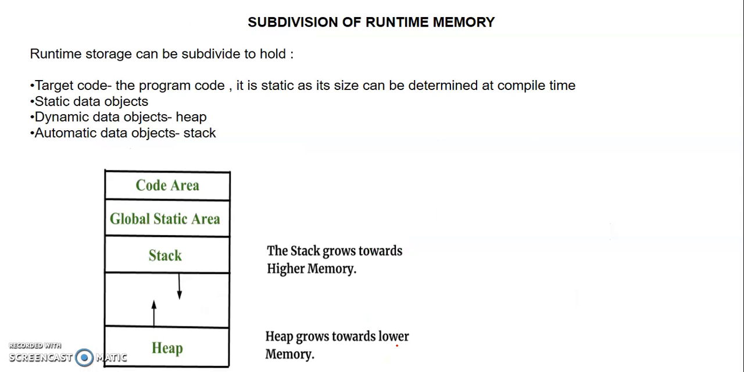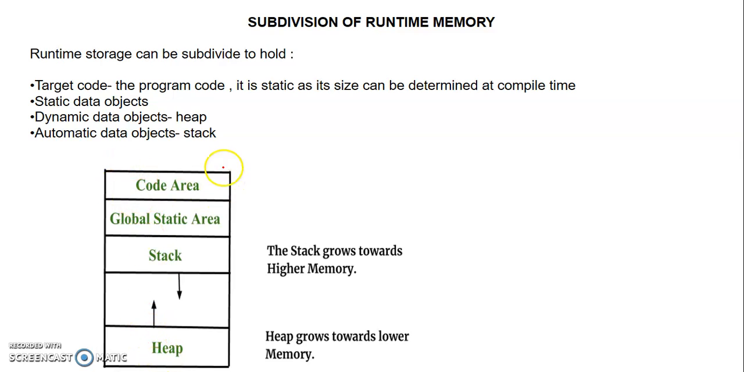Now how is the memory divided during runtime? Memory is divided into four logical sections. First is target code, second is static data storage, third is dynamic data objects, and fourth is automatic data objects, that is called the stack.